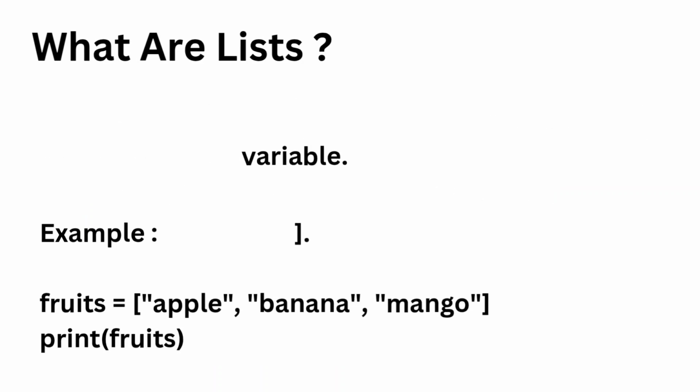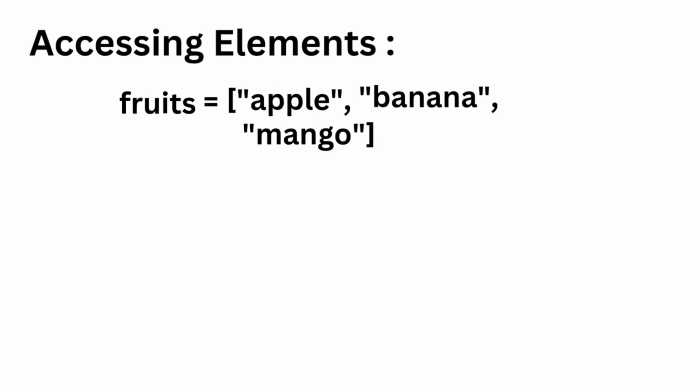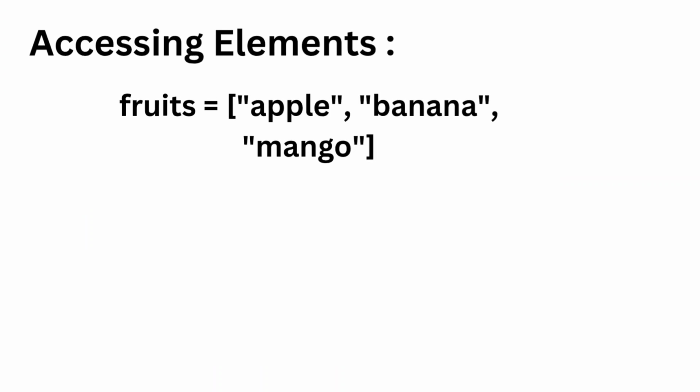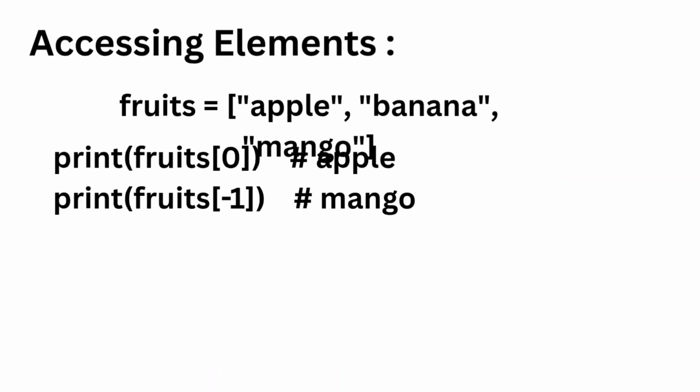So how can we access these elements that are present in the list? The answer is, for accessing these elements that are present in this list, we have to use the index number respectively. Here apple has index number 0, banana has index number 1 and mango has index number 2. So when we want to print apple, we have to use print fruits index number 0, that will print apple inside the square bracket. Similarly, when we print -1, that means the last index number, that is mango, that will be printed.